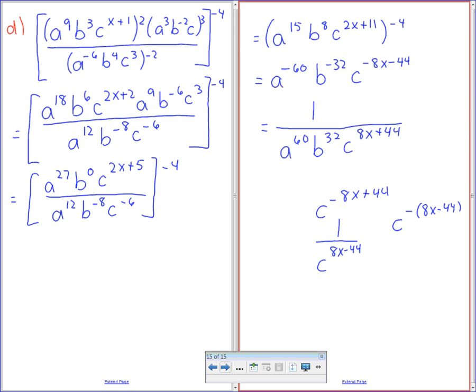And then 1 over. What about the other way around? So it's c to the 8x minus 44. Which is the same thing. So c to the negative 8x minus 44. Okay, I meant if the 8x was negative, but the 44 wasn't. And if the 8x is positive, you can just leave it then.